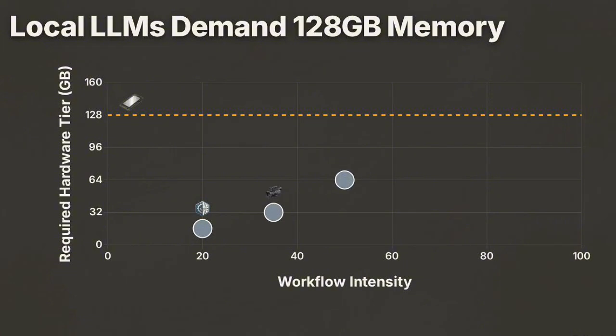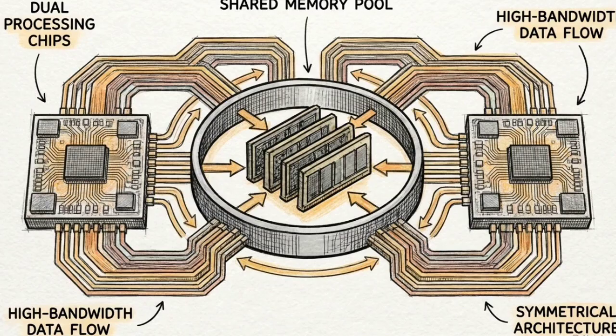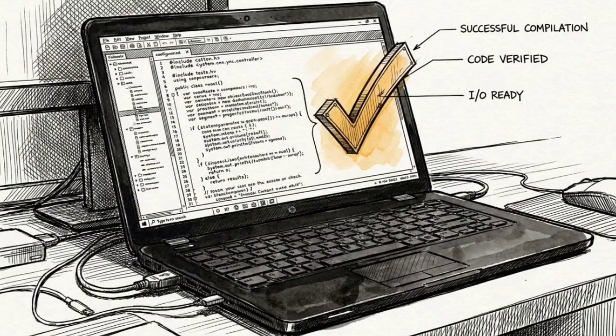For data scientists, however, 128 gigabytes allows for running multi-billion parameter local LLMs entirely within RAM. Because the CPU and GPU share this unified memory pool, the architecture is uniquely efficient for AI compilation tasks that would choke a standard machine.